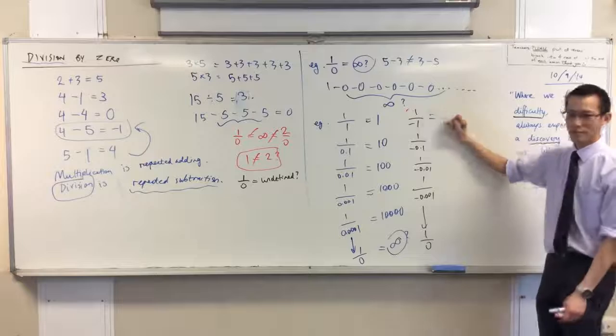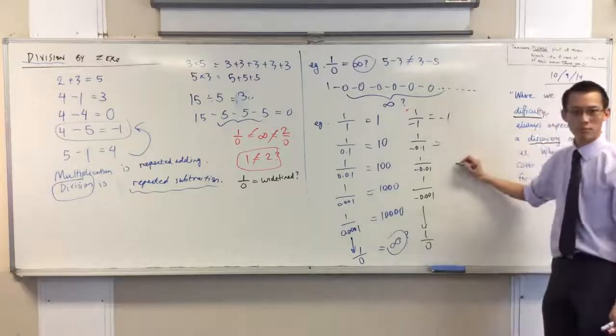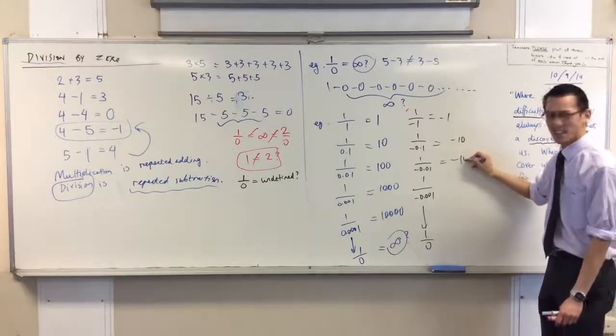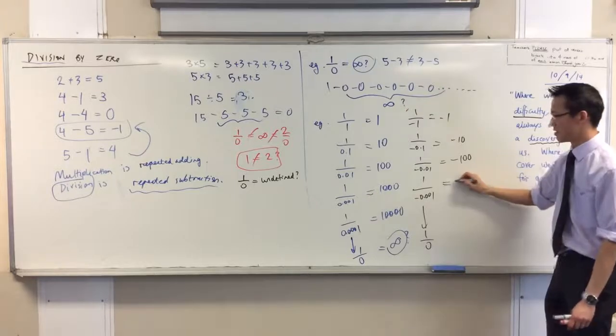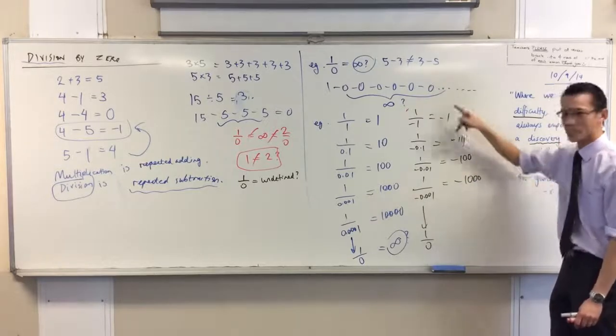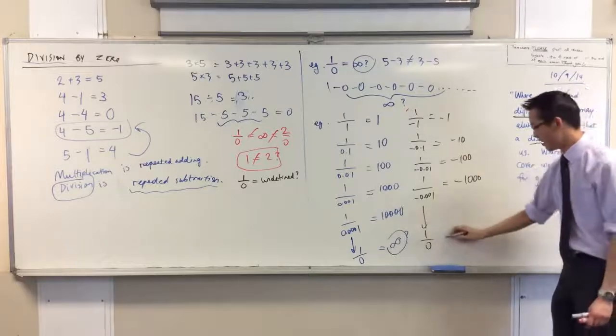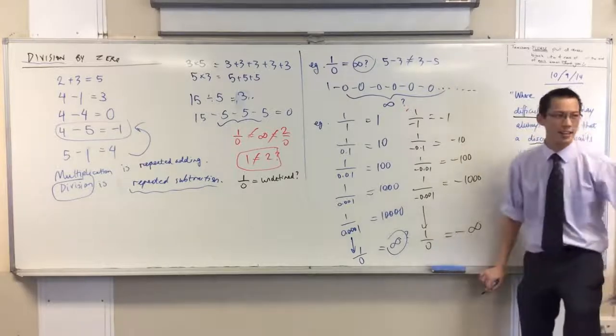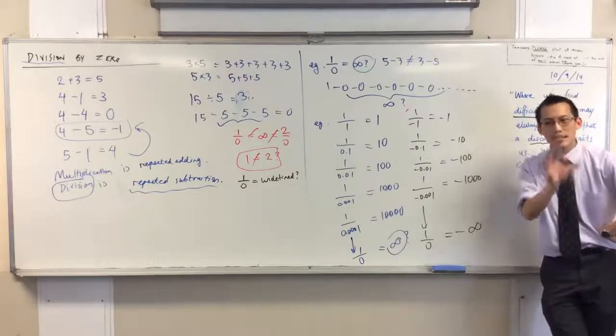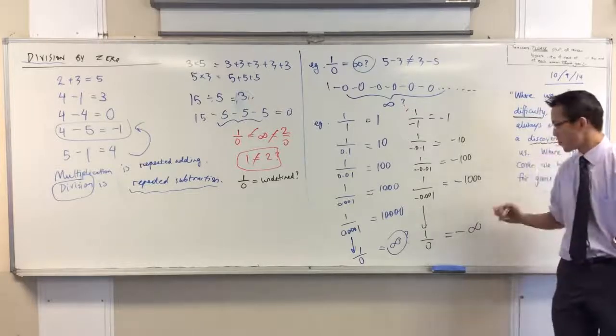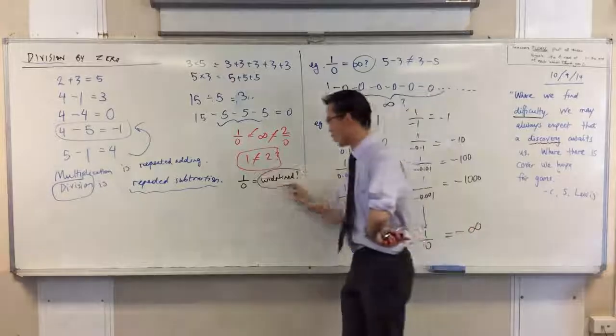But what happens? Minus 1. Minus 10. Minus 100? Minus 1,000? Where is this going? This is not going to infinity. It's going to negative infinity. Now, this is where we get to the crux of the issue. Undefined. Why do we call it undefined?